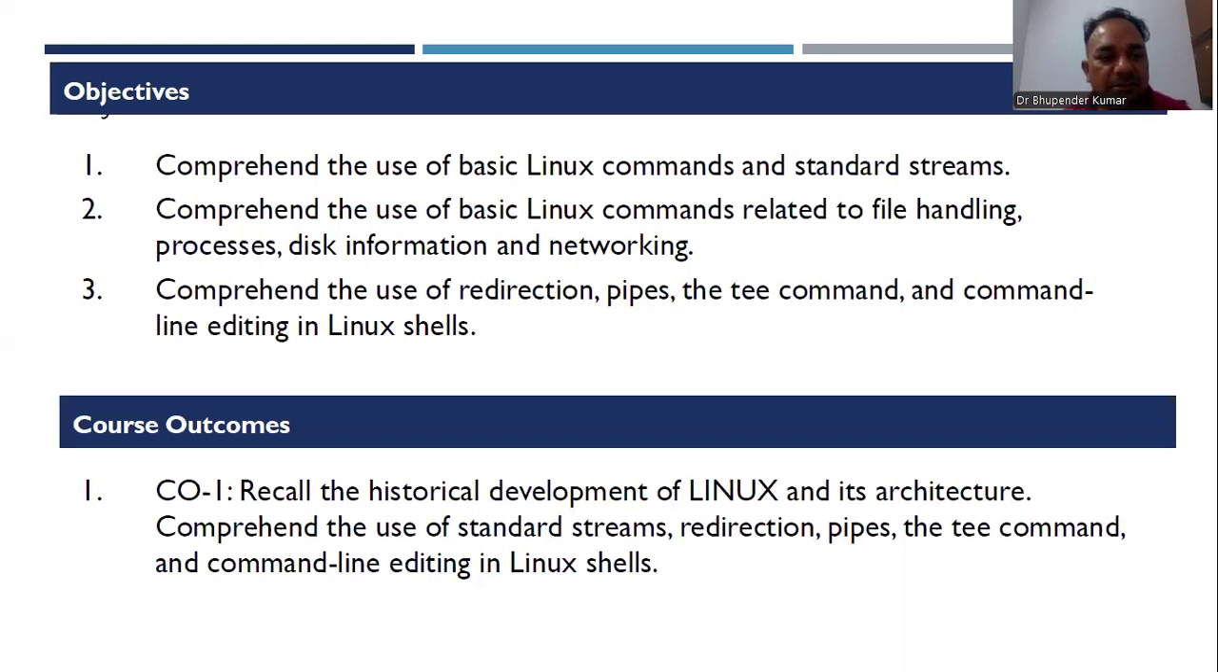So the course outcome of this first unit is like this. The course outcome is to recall the historical development of Linux and its architecture. This we have already covered in our lecture number 1. And the course outcome also includes comprehending the use of standard streams, redirection, pipes, and the tee command, and command line editing in Linux shells. Yes, so we will try to achieve these course objectives as we go through this course.